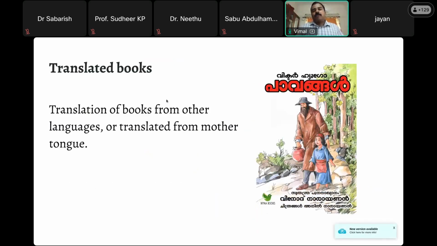Then translated books. Suppose you have no idea about writing your own content, you can translate a book from another language to your language. We can take permission from the publisher and translate it into your own language. Otherwise, you can take copyright-expired books from Project Gutenberg and translate them into your language.